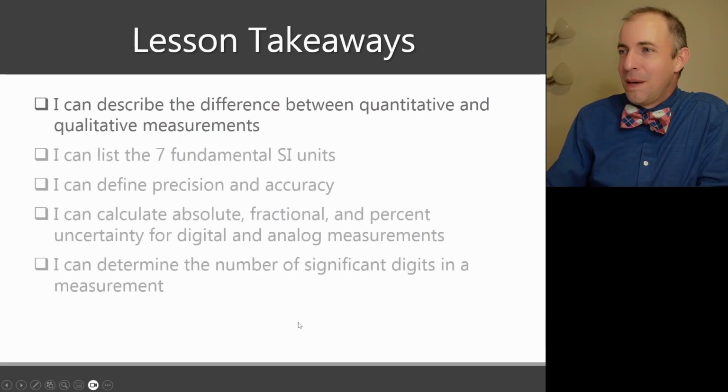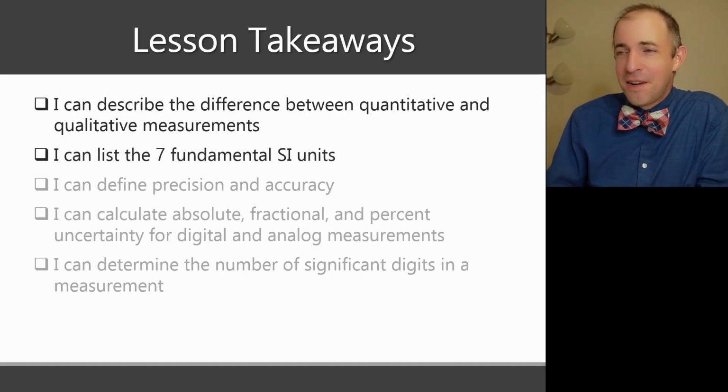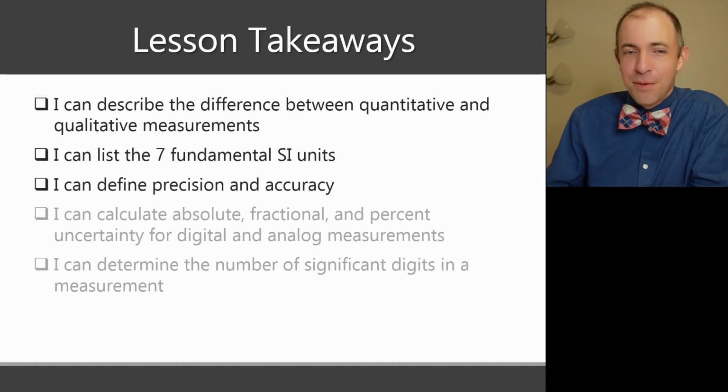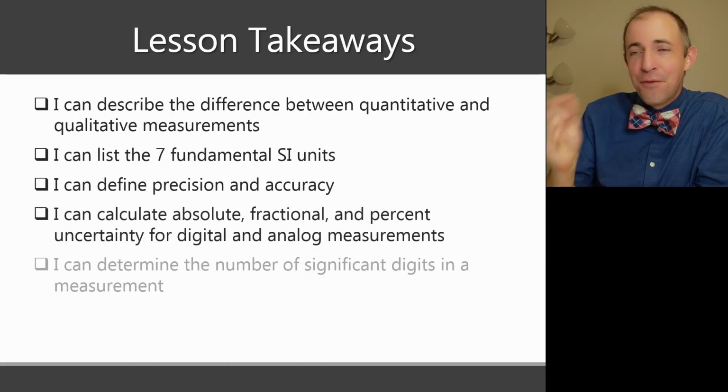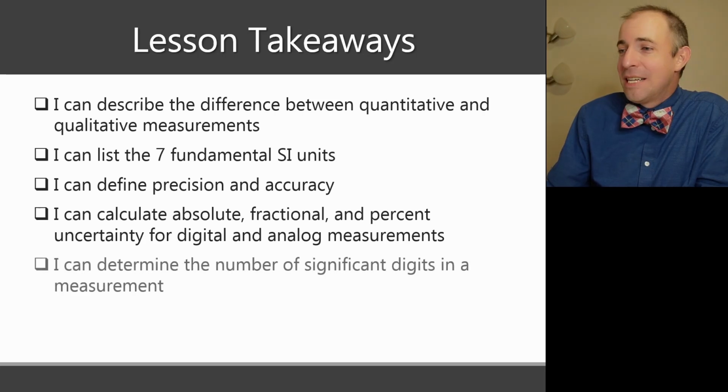So in this video, you should be able to describe the difference between quantitative and qualitative, name the 7 fundamental SI units, define precision versus accuracy and give examples of both, calculate absolute, fractional, and percent uncertainty for digital and analog measurements, and be able to determine the number of significant digits in a measurement.